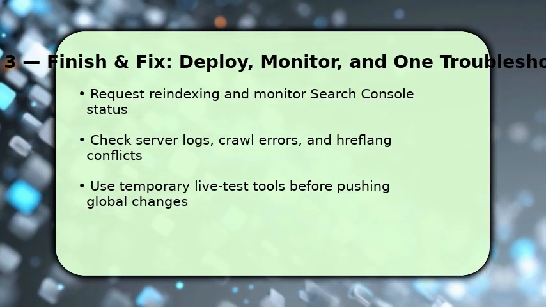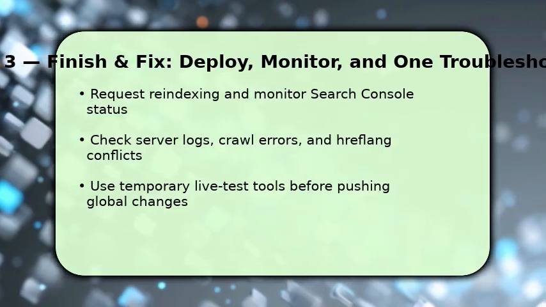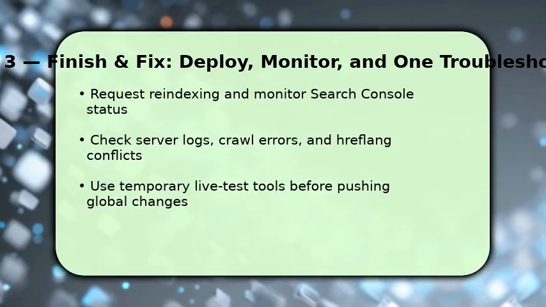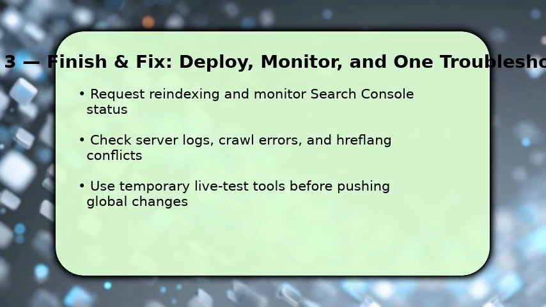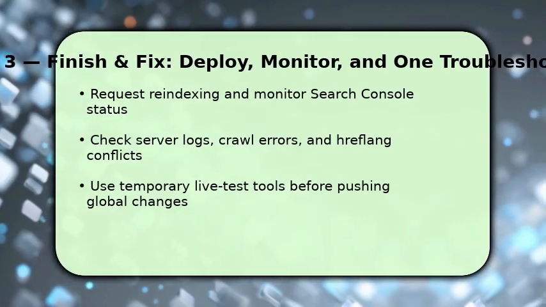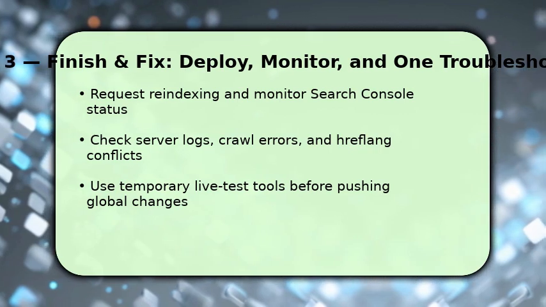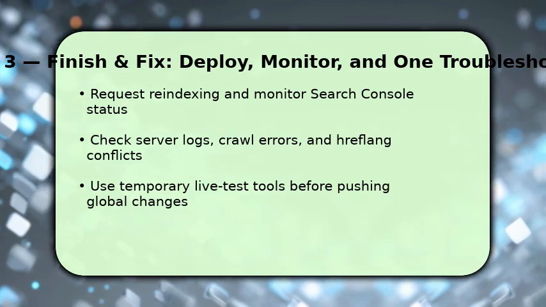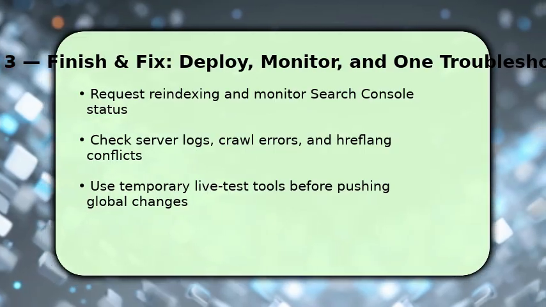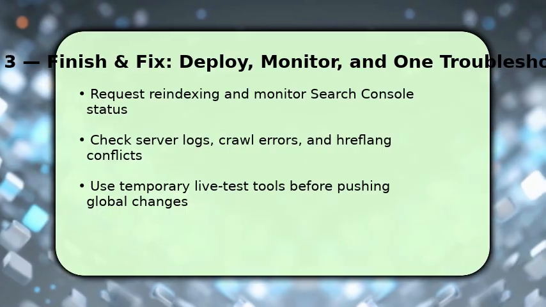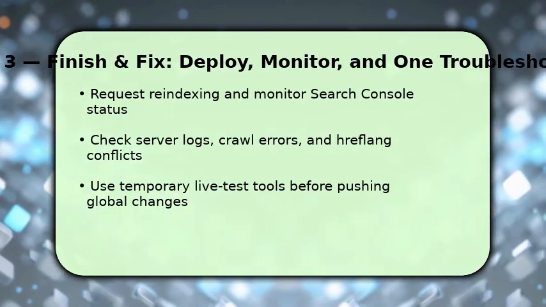If Google still chooses another canonical, double-check for subtle issues: trailing slashes, HTTP versus HTTPS mismatches, inconsistent internal links, or hreflang and canonical conflicts. As a troubleshooting tip, test disabling plugins or temporary redirects on a staging site to isolate the cause before applying site-wide changes. This prevents accidental SEO regressions.